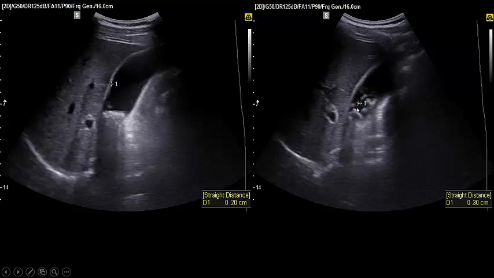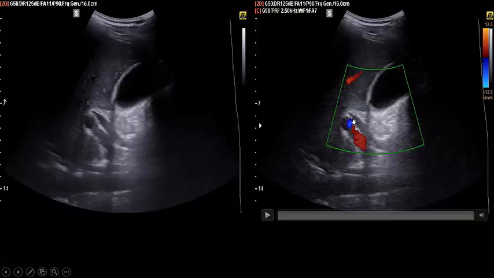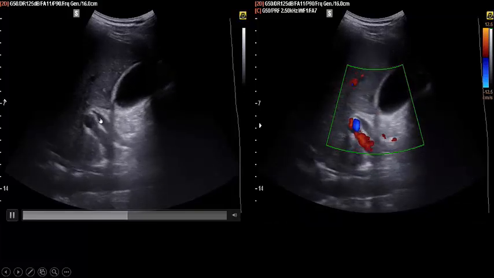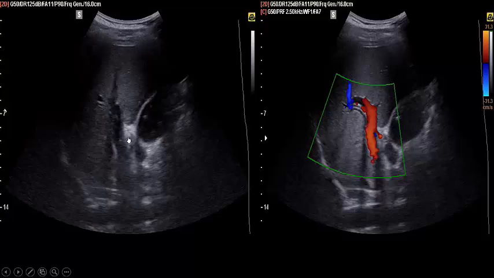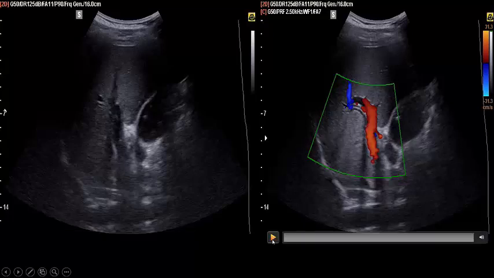Stones, small stones, because this small stone is very easy to slip in the common bile duct and cause acute dilatation. Our patient has no gallbladder wall distension, normal diameter of gallbladder wall 2 millimeters, and I fire the color. Common bile duct seems to be dilated. I fire the color here.